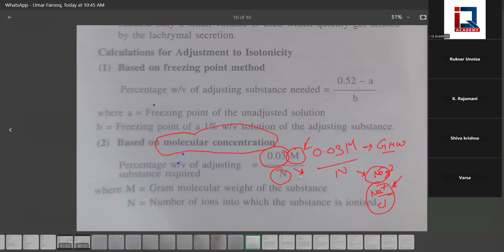This is the second formula with which we are going to adjust the freezing point. Okay, please note it down. Two formulae.